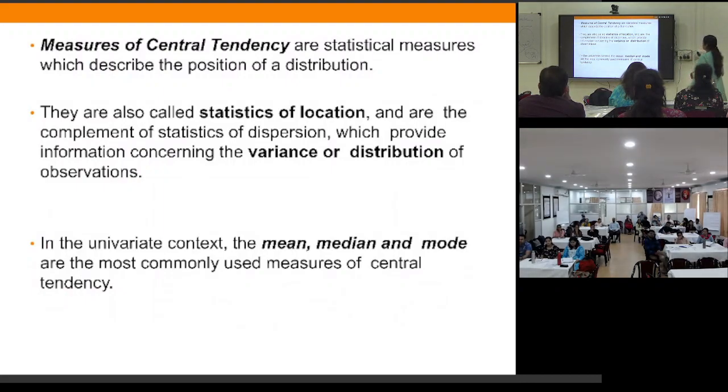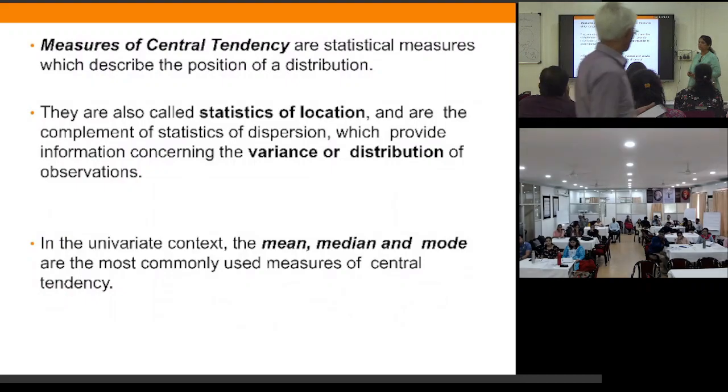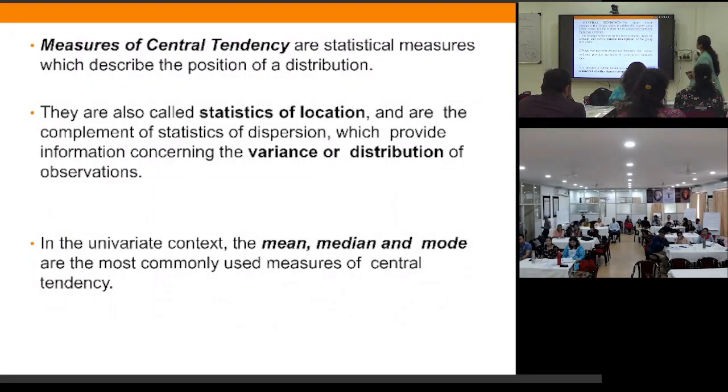In the univariate context, the mean, median and mode are the most commonly used measures of central tendency, out of which mean is the most commonly used. The figure which represents the whole series is neither the lowest in the series nor the highest. It lies somewhere between the two. Average represents all the measurements made on a group and gives a concise description of the group as a whole.